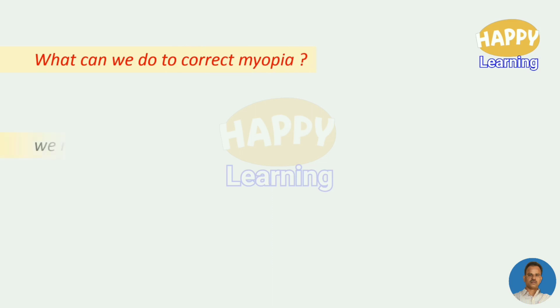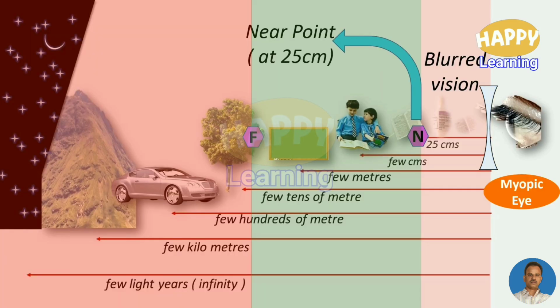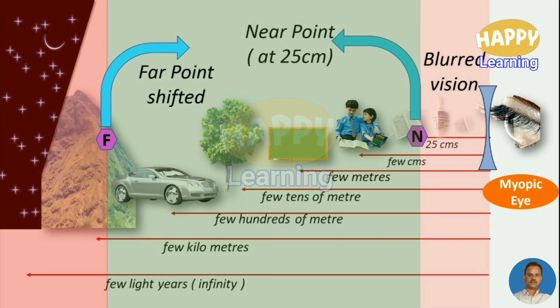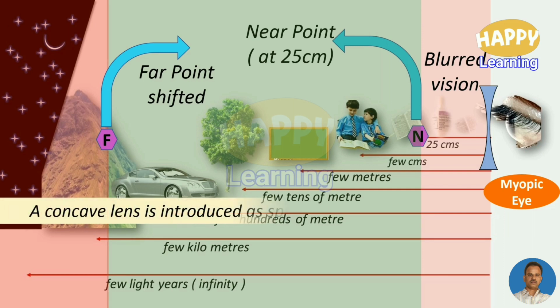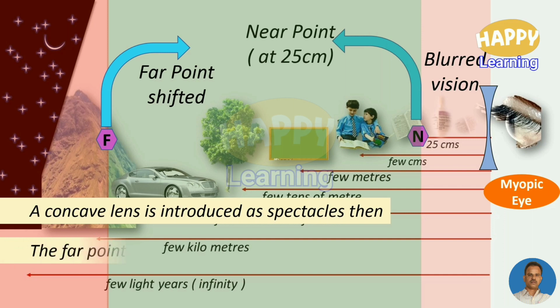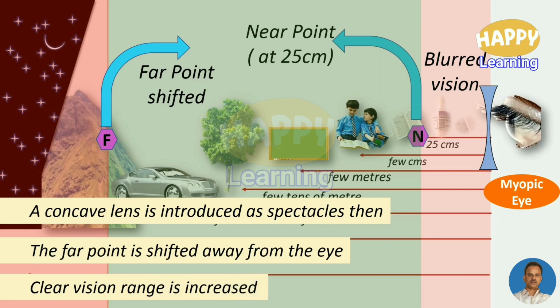We need to select a biconcave lens to correct myopia. When a biconcave lens is introduced as spectacles to this myopic eye, observe the changes. The far point is shifted away from the eye towards infinity. So the visible region range is increased. When a concave lens is introduced as spectacles, the far point is shifted away from the eye. Clear vision range is increased. Thus, myopia is corrected.